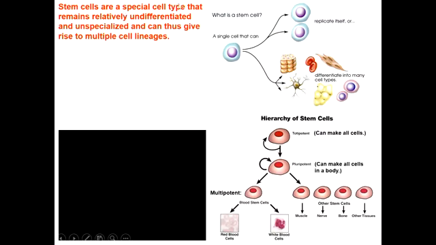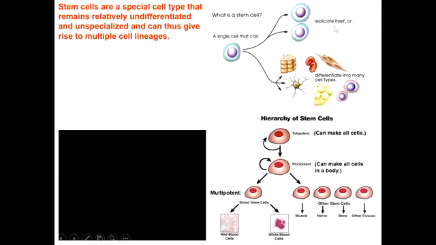Stem cells are a special cell type that remains relatively undifferentiated and unspecialized, and can thus give rise to multiple cell lineages. Notice how vague that is. Oh, it's a special cell type that's relatively undifferentiated, relatively unspecialized, and can give rise to multiple lineages. Not all lineages, but multiple.